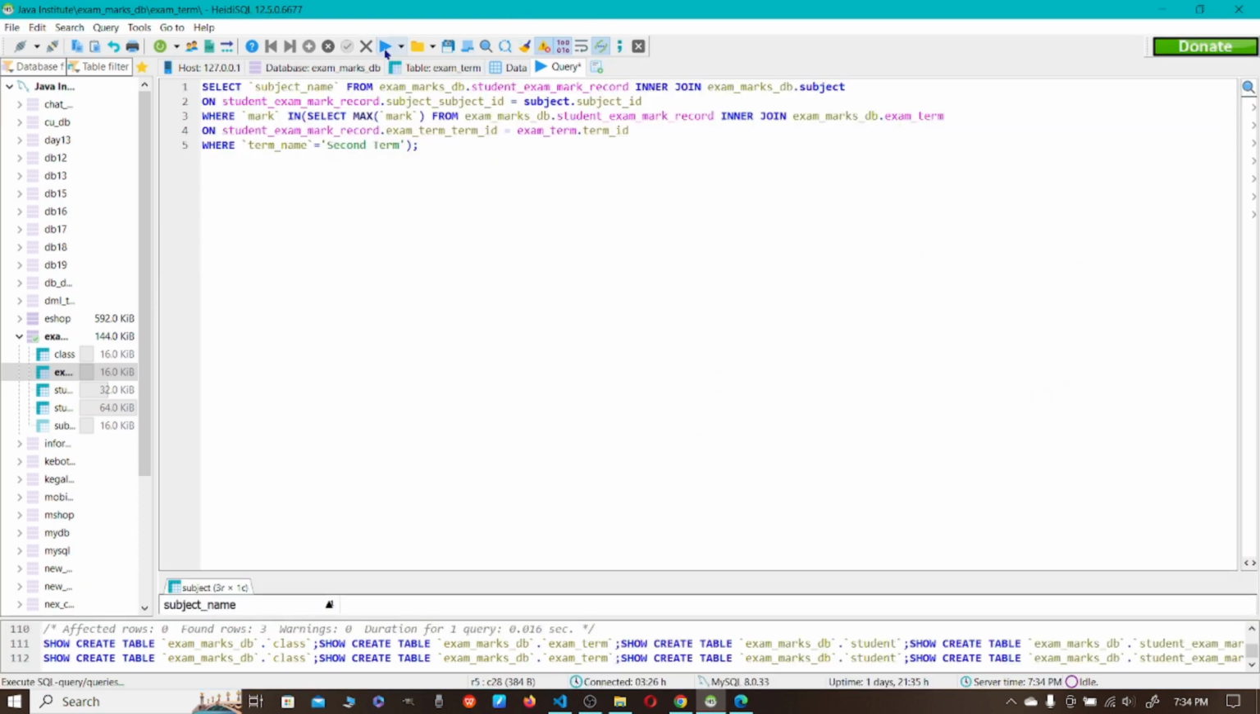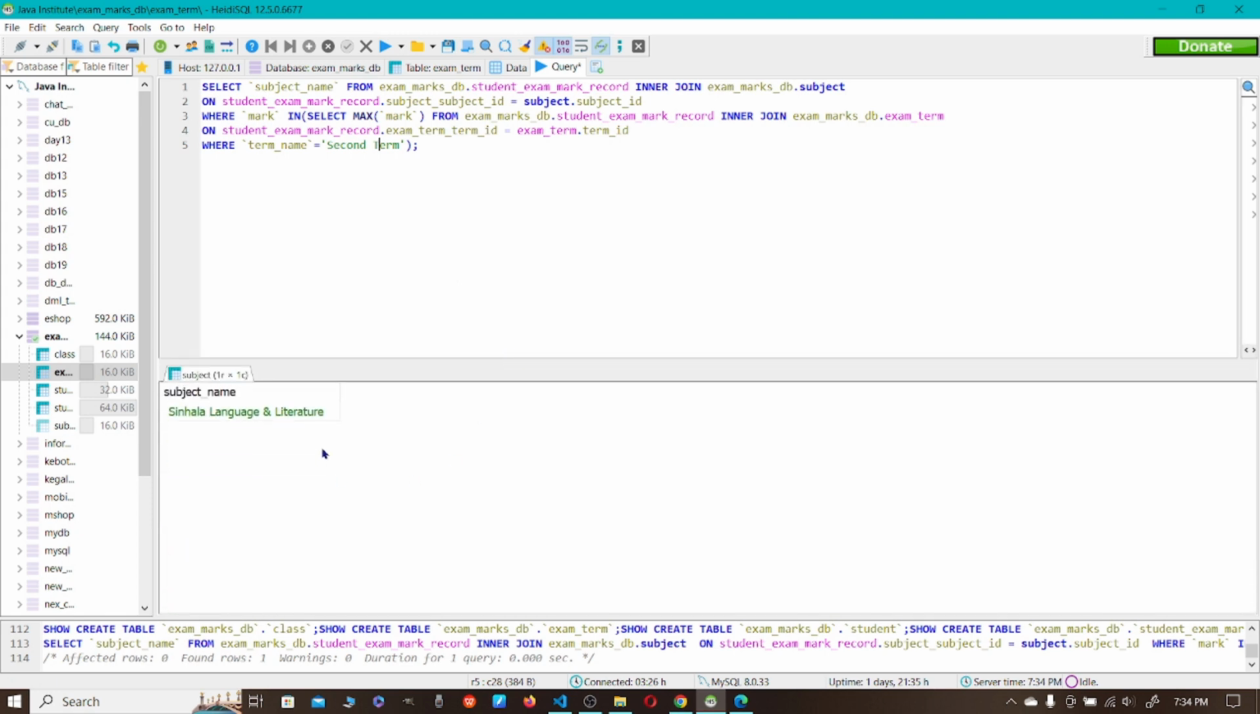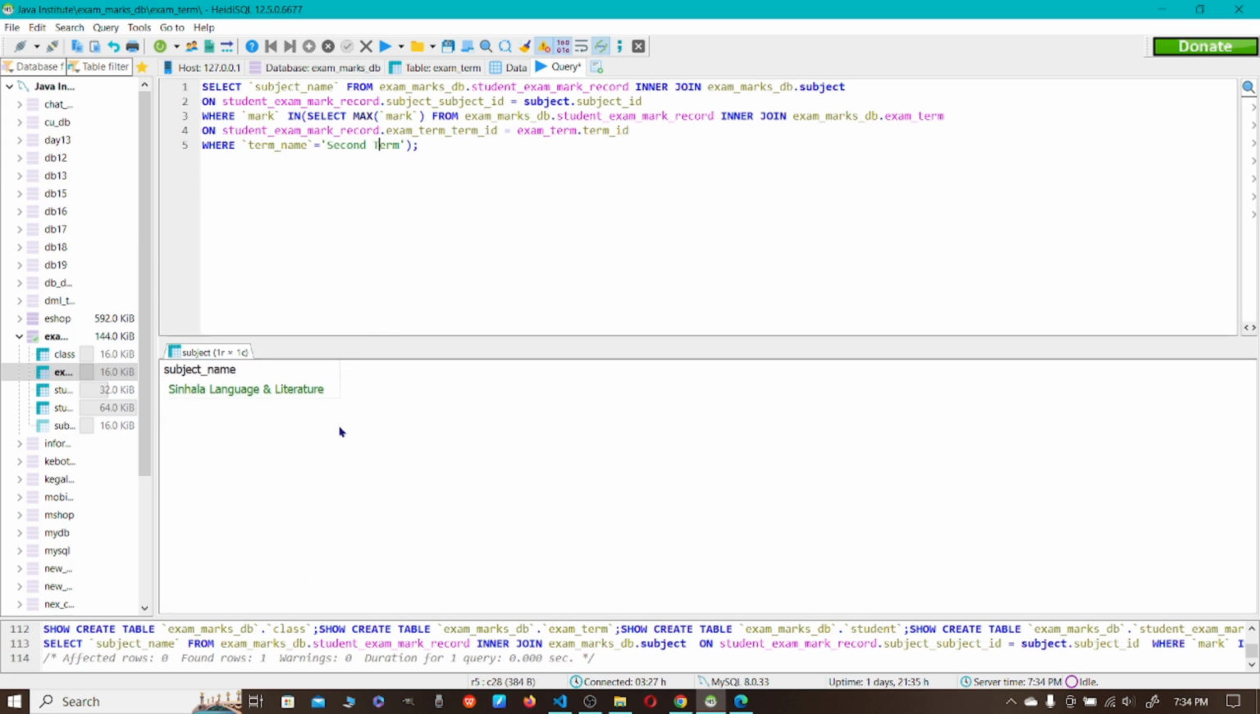Fourth query, let's see whether it works. So we received the answers. As you can see, we received the answers Sinhala language and literature.